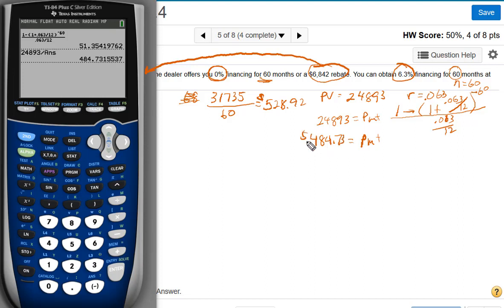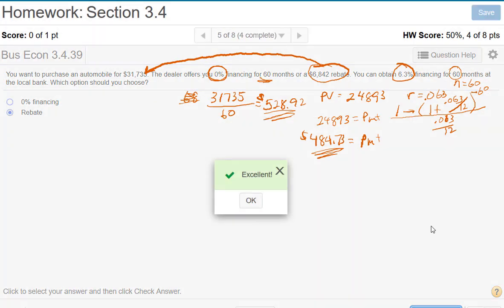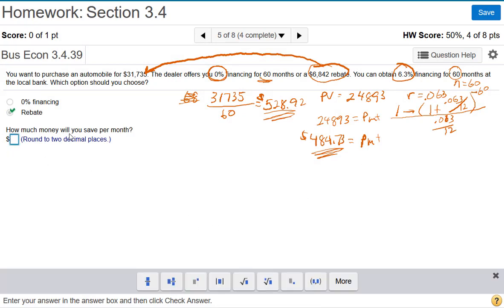And the idea of the problem is which is better. So here are our two payment options, 484 or 528. So we'll choose the smaller of the two payments, which would be the rebate. Now the amount you save is just the difference in those two numbers, which is 44.19.